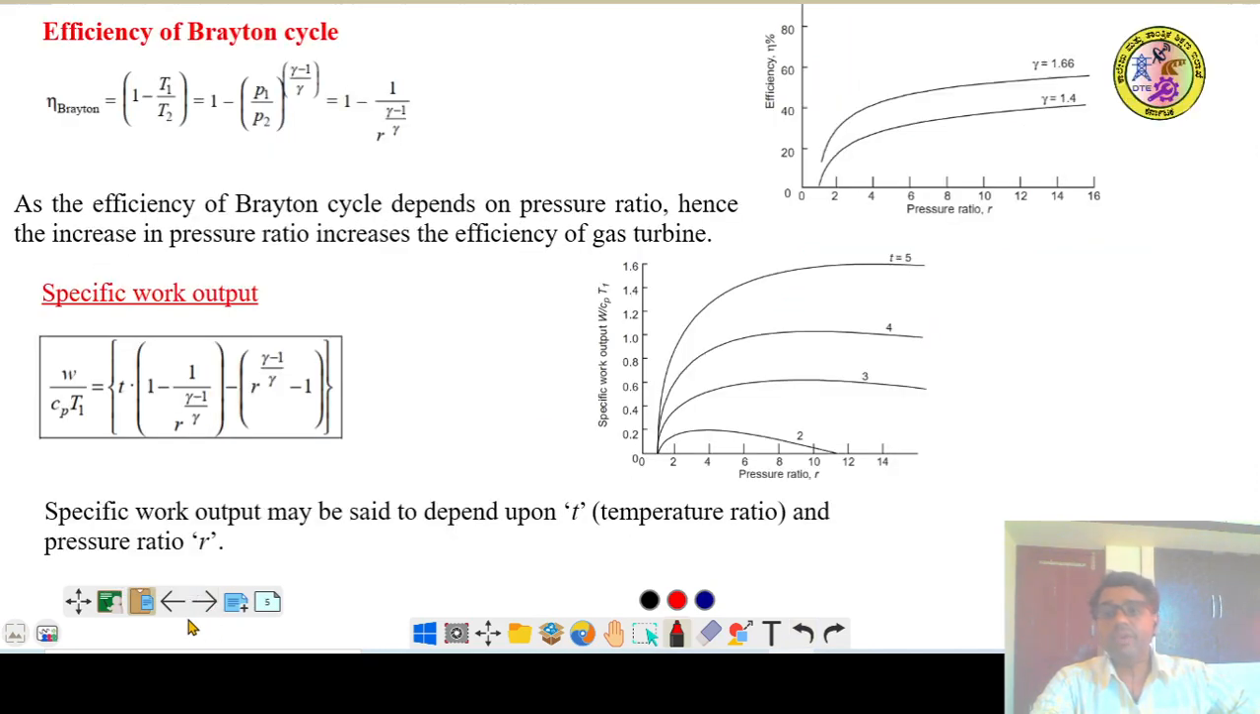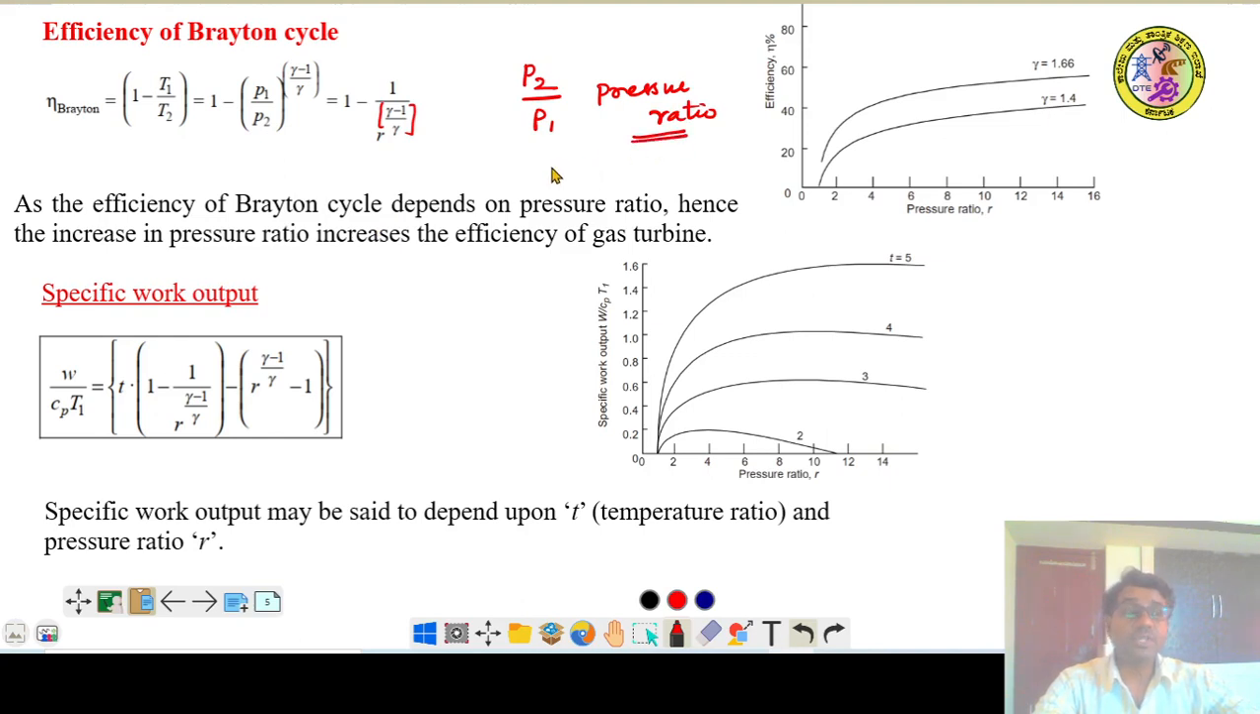Now the efficiency of the Brayton cycle. Gas turbines work on the Brayton cycle. This is the efficiency of the Brayton cycle. It is given by 1 minus T1 by T2, which is equal to 1 minus (P1 by P2) to the power of (gamma minus 1) divided by gamma, which is equal to 1 minus 1 divided by R to the power of (gamma minus 1) by gamma, where P2 by P1 is called the pressure ratio. The efficiency of the Brayton cycle depends upon this pressure ratio.